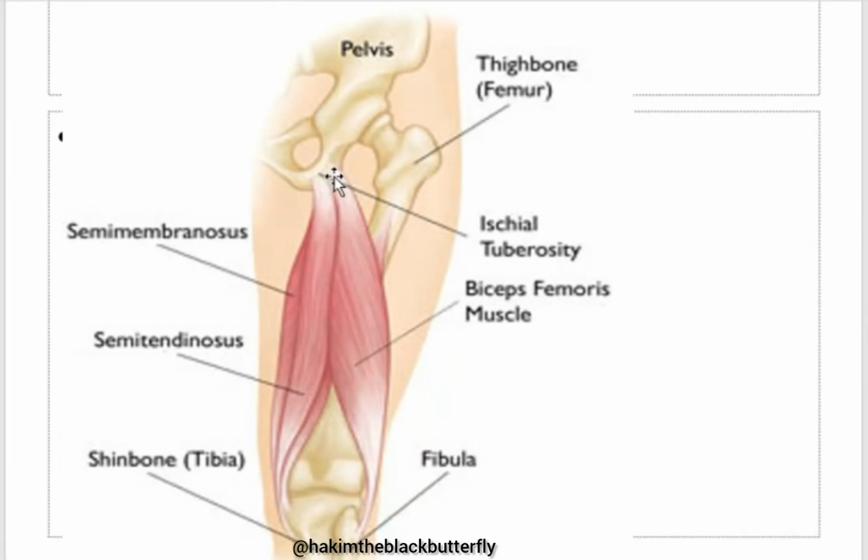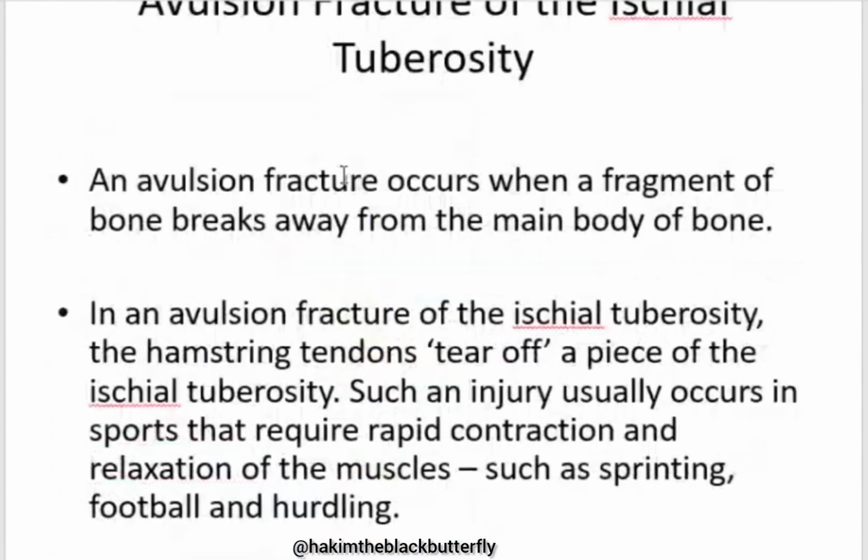An avulsion fracture is a fracture that results from the tendon of a muscle forcefully contracting and breaking off a piece of a bone. So when these muscles contract forcefully, they break off the ischial tuberosity, and that's what we call an avulsion fracture of the ischial tuberosity.